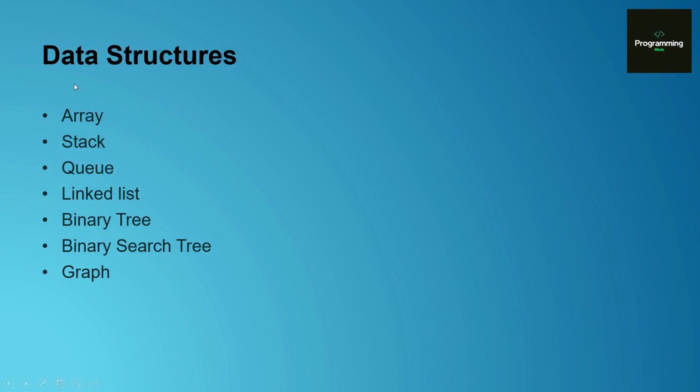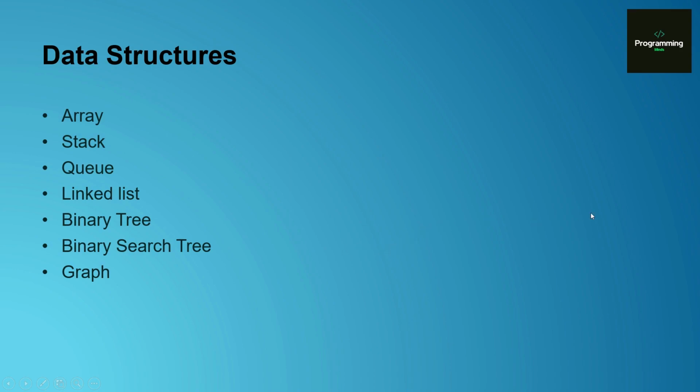Following the data structures, we will be learning the implementation using the C++ programming language. First we will learn the array, then we will implement the array using C++. Then we will learn what a stack is, learn the behavior of a stack, and then learn the implementation of a stack using C++. Then we will learn queue, linked list, binary tree, and binary search tree. Then we will learn what a graph is, and we will do the implementation of graph using C++ in the upcoming videos of this series.